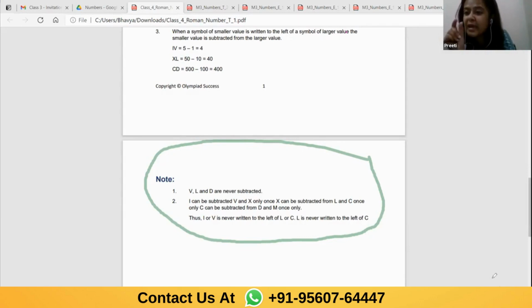There was a mistake in that word that day, added or subtracted? Added should not have been there. It is only for subtraction. That is why we use LI for 51 and we also use CI. So I or V is never written to the left of L or C. It can be written to the right. And L is never written to the left of C. So these things are very, very important. Without these rules, we cannot make our Roman numerals.